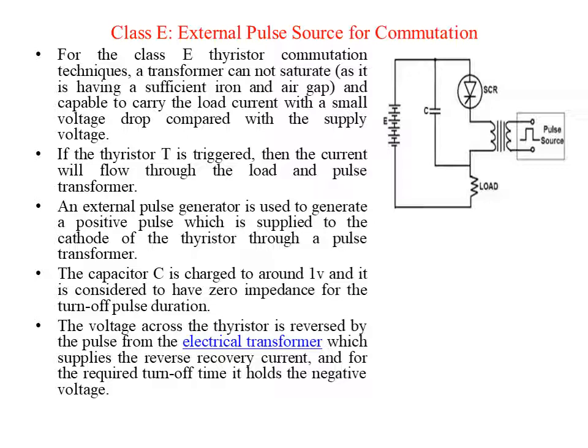The voltage across the thyristor is reversed by the pulse from the pulse transformer, which supplies reverse recovery current, and for the required turn-off time it holds the negative voltage. That means by using a pulse transformer, the voltage is applied across the cathode of the thyristor. That means a reverse voltage is applied by using the pulse transformer and it supplies the reverse recovery current required for the off time.